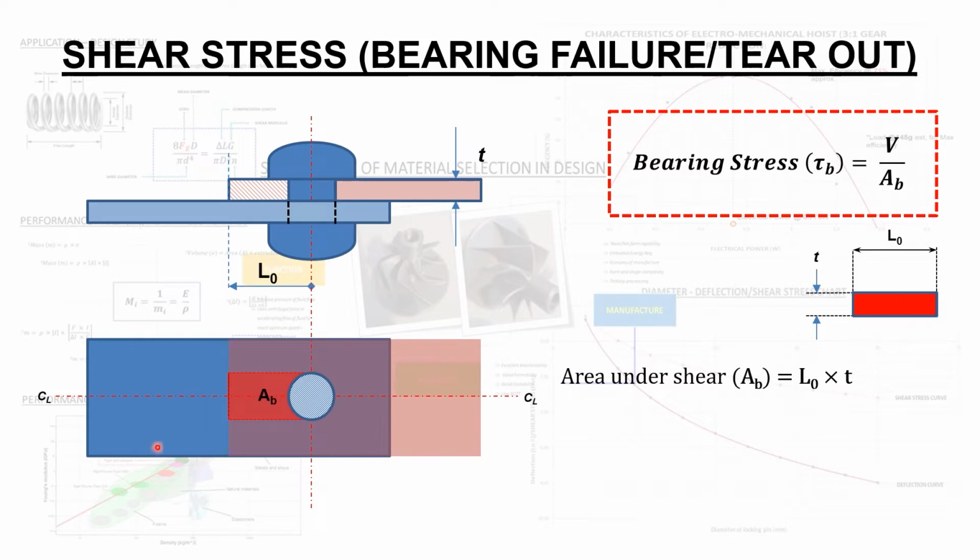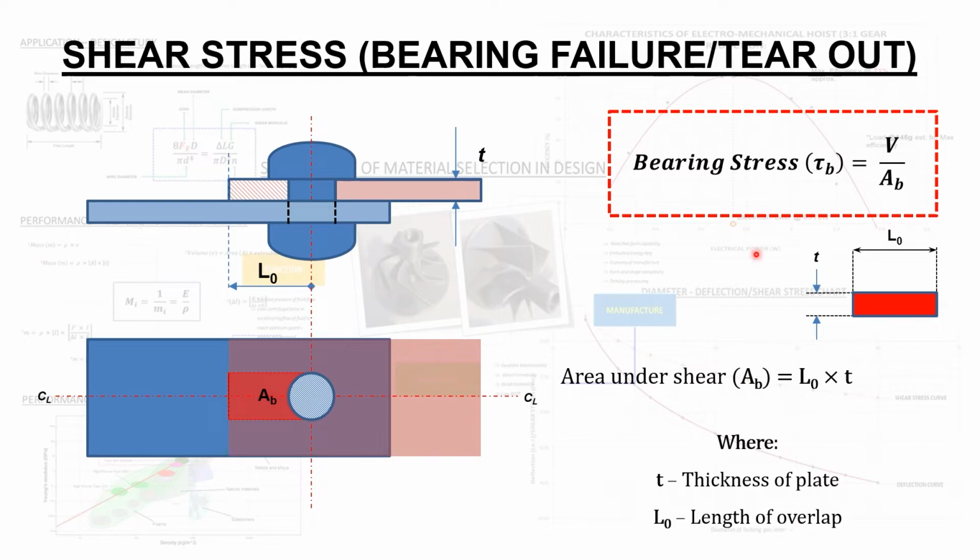So this is how the bearing area is calculated. We look at that lap, and that lap is essentially a rectangle. So the area under shear, denoted by A subscript B, will be equal to the product of the lap length multiplied by the thickness of the plate. The lap length gives us an idea of how long the lap needs to be to ensure that the fastener does not tear into the material in the direction of the applied shear force.